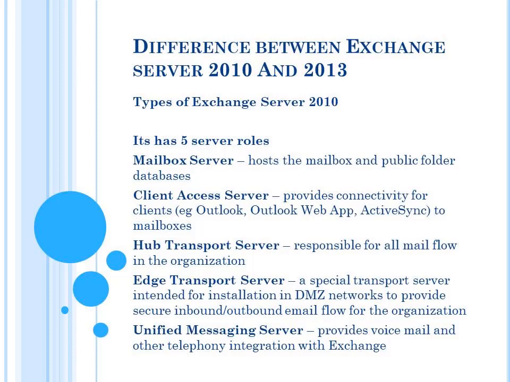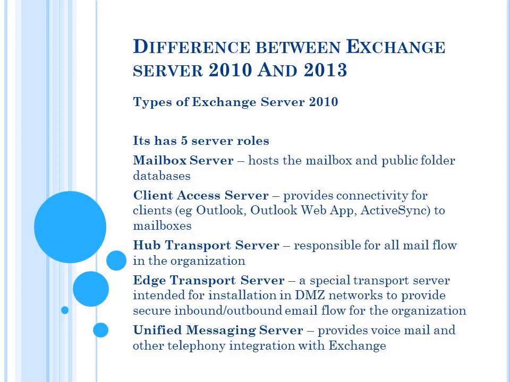Now we are going to see the difference between Exchange Server 2010 and 2013. In Exchange Server 2010 we have five roles: Mailbox Server role, Client Access Server role, Unified Messaging, Edge Server role and Hub Transport Server role. Similarly, in 2013 we have two roles, Mailbox Server role and Client Access Server role. Before going into it, we will see in depth the roles and responsibilities of the Client Access Server, as well as the other servers in Exchange Server 2010.